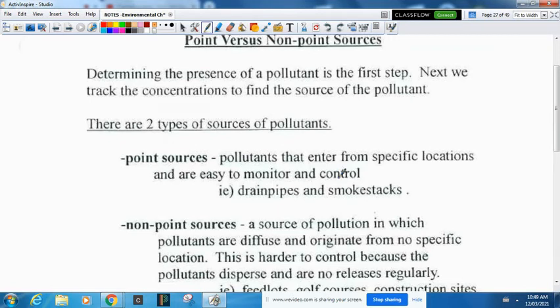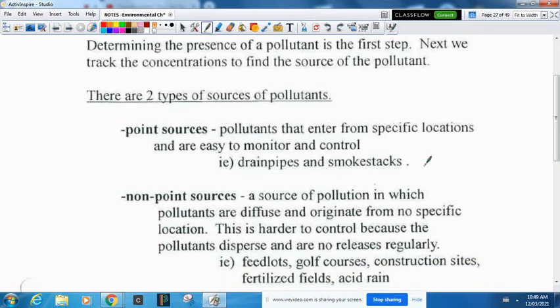So like drain pipes, smokestacks, those are point source pollutants. The actual exhaust pipe on a car is a point source pollutant. Non-point source pollutants are a pollution where it's released and then it spreads throughout. It's hard to find out where it came from because it's come from so many places and then just gone all over the place. We saw it in the Bill Nye video, right? This is hard to control because the pollutants are dispersed and it's not really a regular release of chemicals.